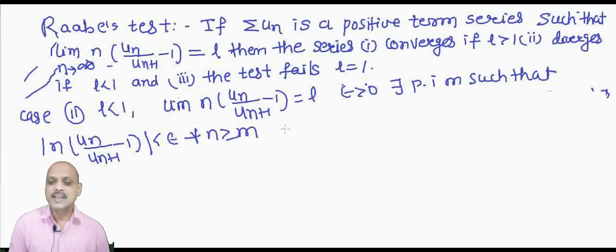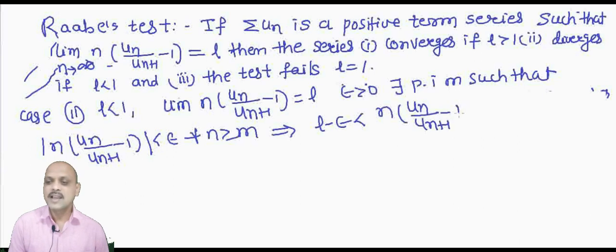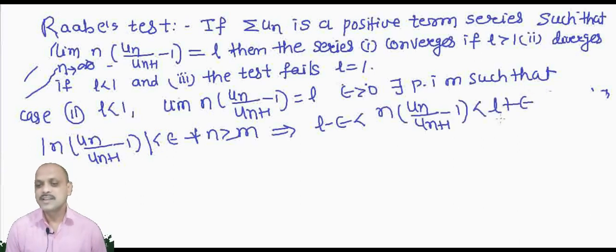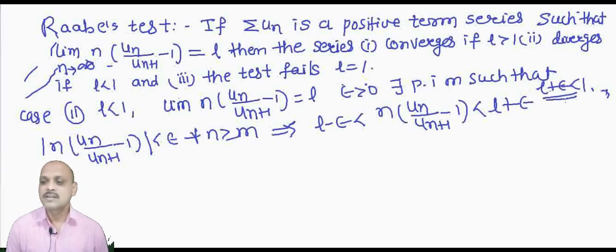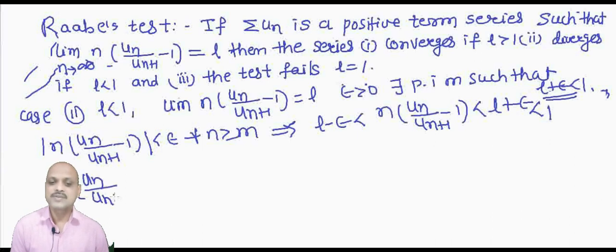We can write this as L minus epsilon is less than n into (u_n divided by u_n plus 1 minus 1) less than L plus epsilon. Now we need that this L is less than 1. So here we take this L plus epsilon, we choose this epsilon such that L plus epsilon is less than 1. This is the restriction on epsilon, so that this will be less than 1. Then what we get, n into (u_n divided by u_n plus 1 minus 1) will automatically be less than 1.